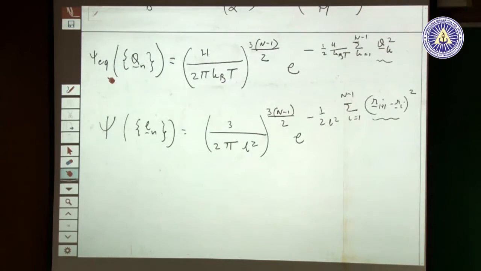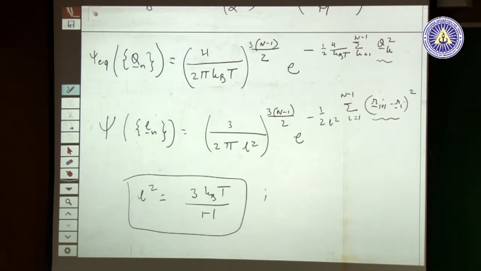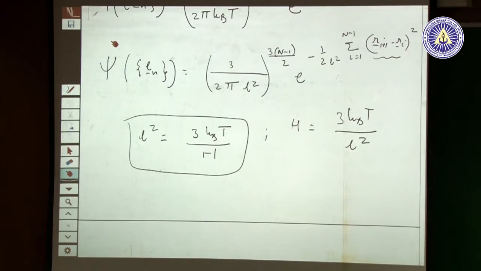So we could compare the two and see that in fact L squared, and I hope this comes out right, is 3 kBT over H. 3 over L squared. Okay, yeah, I think that's right, right? Yeah, and or equivalently the spring constant is 3 kBT over L squared.